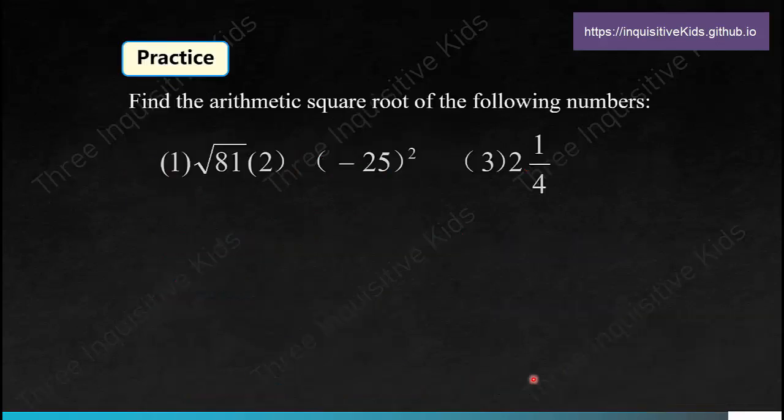Practice. Find the arithmetic square root of the following numbers. So there's 81, the arithmetic square root of negative 25 squared, and 2 and 1/4.